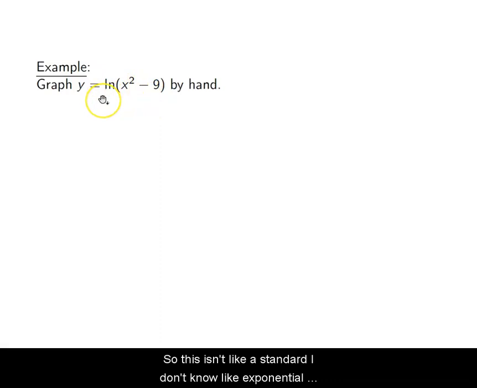So this isn't like a standard, I don't know, like exponential function where we've shifted it up and down, to the left or to the right, and stretched it in some way. This is a composed function. It's a function inside of a function. So graphing this would be difficult if I just asked you to graph it by hand, right? So we're going to go through all of the important parts of a graph and find out what those things are, and then we'll just put them all on a graph and draw our lines as necessary, right?